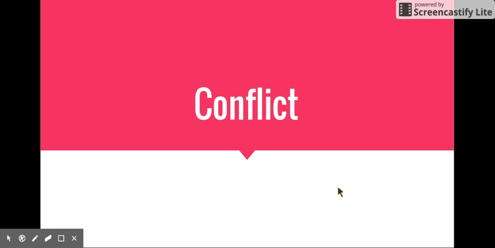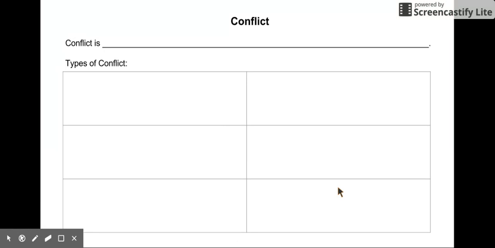So today we're going to review the concept of conflict in literature. And as I walk you through this, I'd like you to take some notes. So please take out your notebook and open that to a fresh page. And I've included for you a sample of what your notes might look like. They don't have to look exactly like this, but I'd like you to label the page conflict.